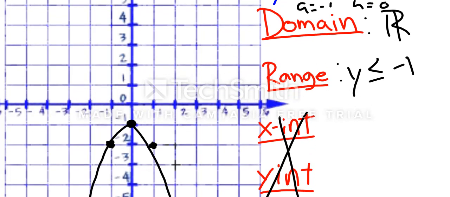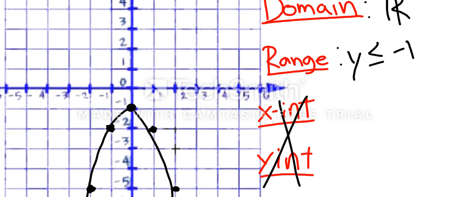All right, I skipped over vertex and max or min. So our vertex is located at (0, -1). And since we are opening down, we have a max value, and that is at that -1 value.